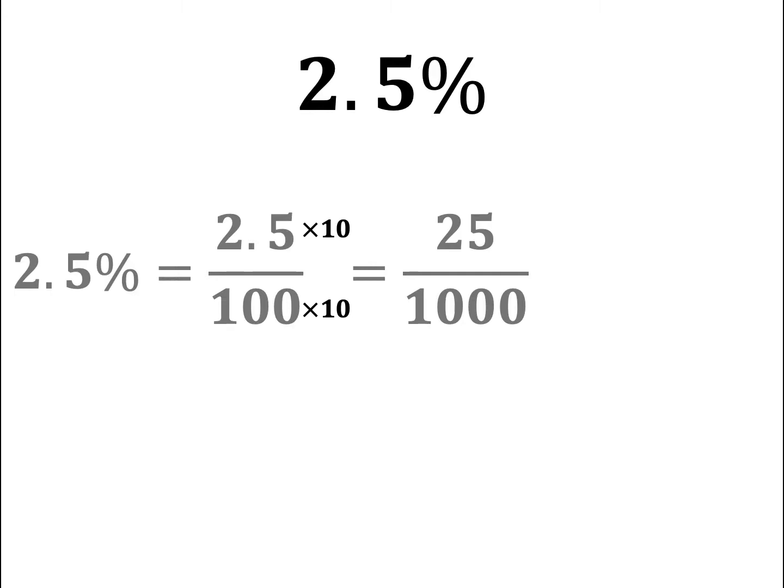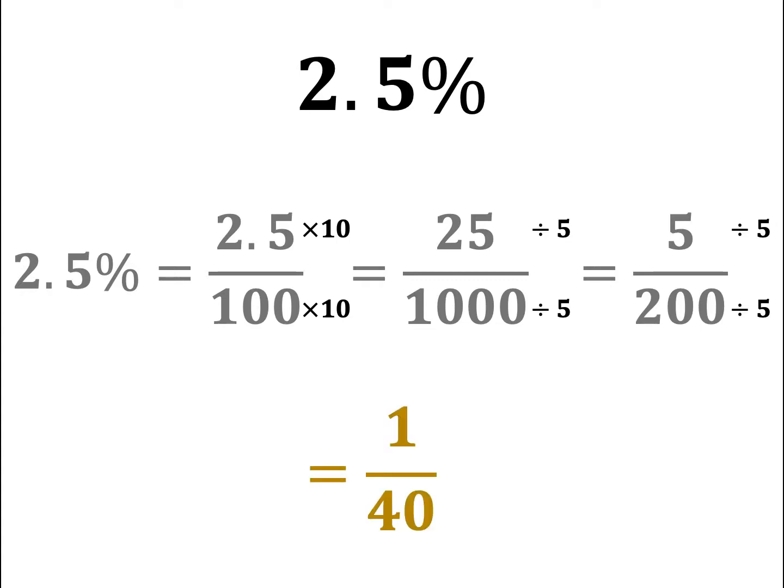We can now simplify by finding a common factor of both numbers. What can 25 and 1000 be divided by? They can both be divided by 5. This gives us the fraction 5 out of 200. 5 and 200 can further be divided by 5 again to give us the fraction 1 over 40. 1 over 40 has no other common factors except for 1, so 2.5% is equal to 1 over 40.